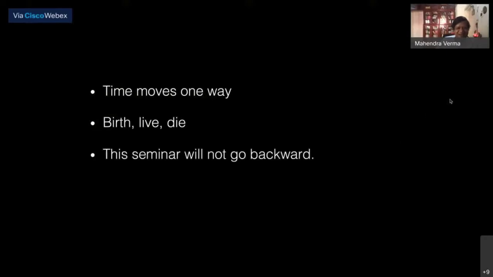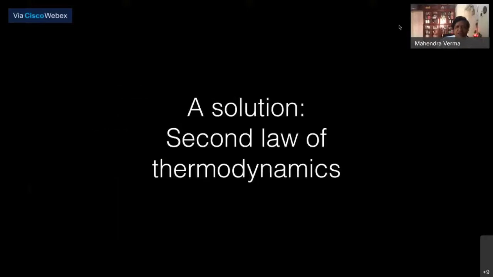We find in real life time moves one way, like we are born, live, then die. It doesn't go backward. This can't happen. This doesn't happen. So how does this asymmetry arise? That is a big question. Now, one way is to try to derive it from fundamental laws. We'll try to do it from the weak nuclear force. But another way is to do it from some macroscopic principles.